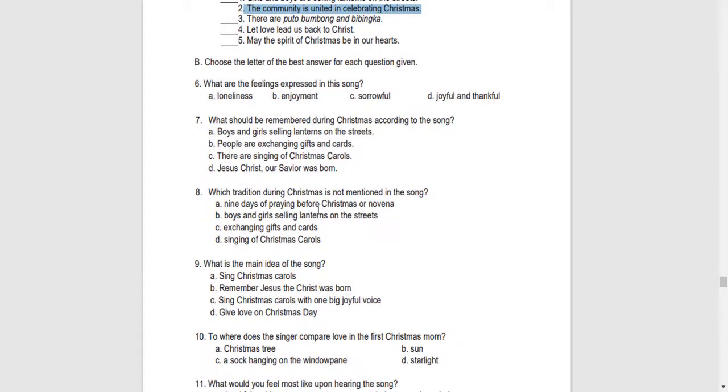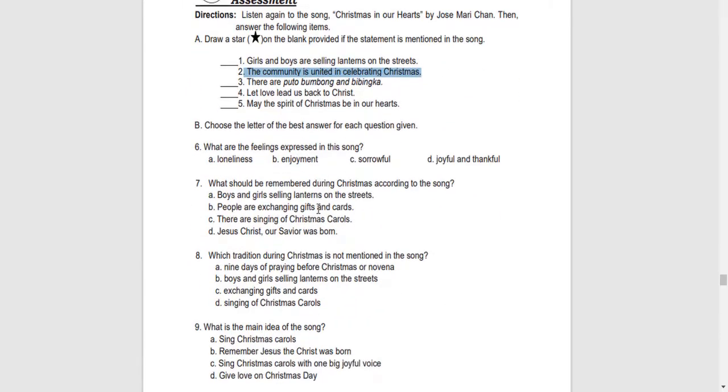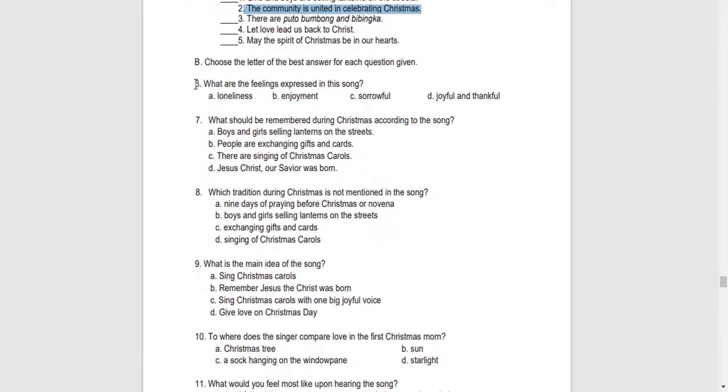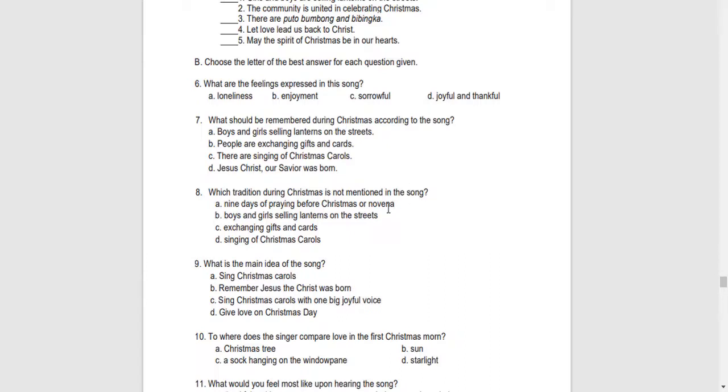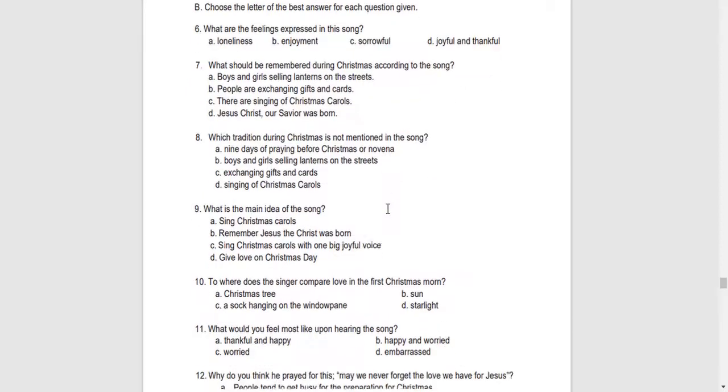So, based on the song Christmas in Our Hearts, try to answer these questions. All you need to do is to analyze the question and then answer it by writing the letters only. So it is more on listening to get the necessary details.